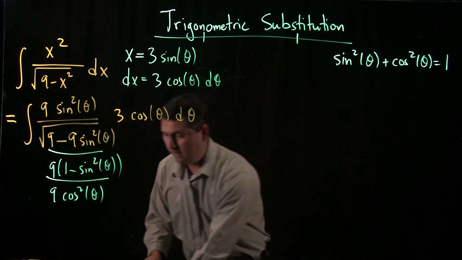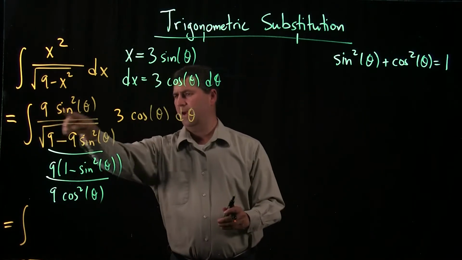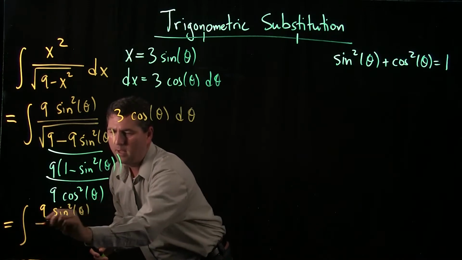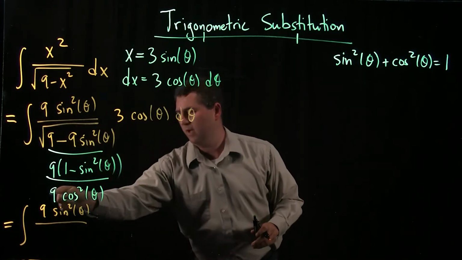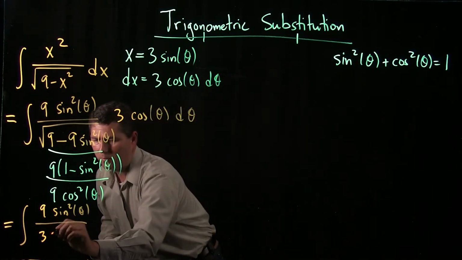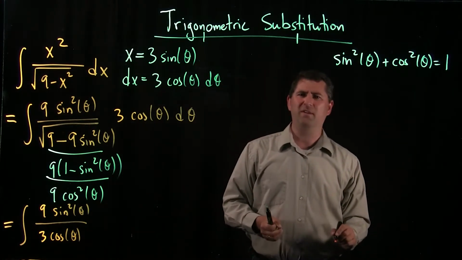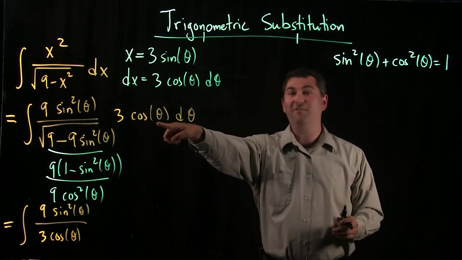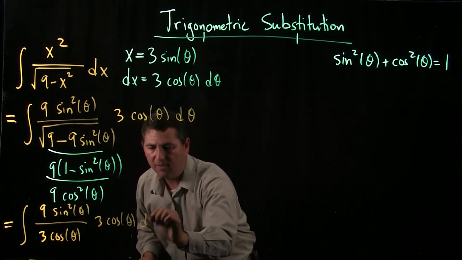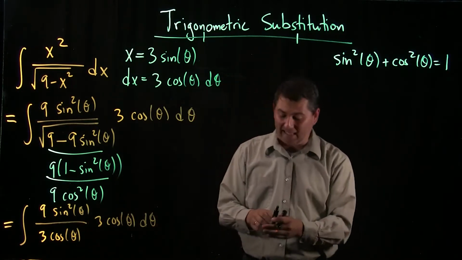Okay, let's see what we get. I'll keep a 9 sine squared theta on top. On the bottom, I take a square root of 9 cosine squared. It just becomes 3 cosine of theta. I've seen that before. Where did we see that? Oh, yes, that's right. That was our dx. Let's copy it down: 3 cosine of theta d theta. We only copy it down long enough so that we can remember we're going to get to cancel those.